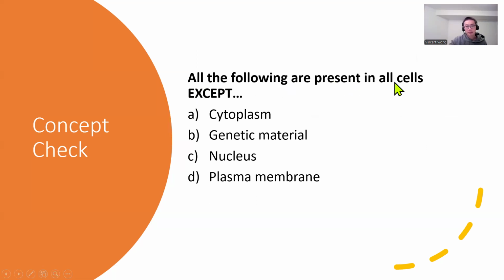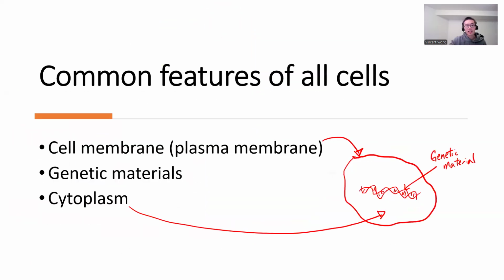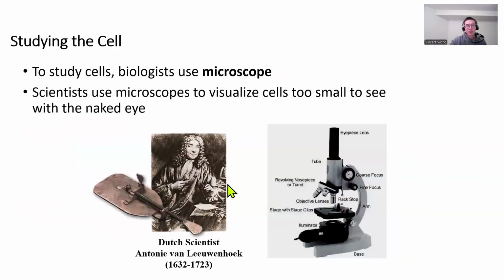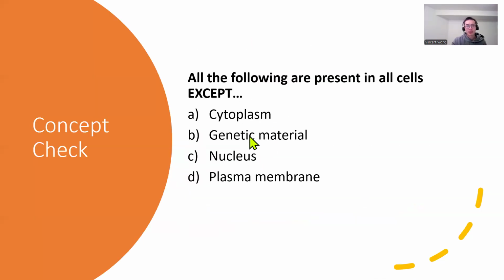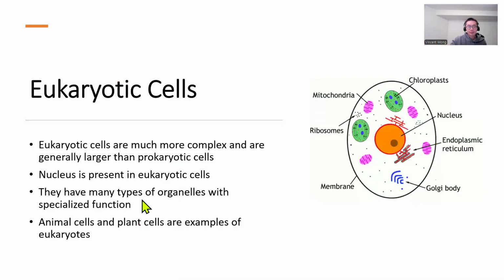All of the following are present in all cells, except. So if you go back to our earlier slide, you will see we have a checklist here. All cells have cell membrane, genetic material, and cytoplasm. So the only thing on the list that's not there is the nucleus, right? I haven't taught you about the nucleus yet, so I will in a bit. All right, new cell membrane and nucleus.